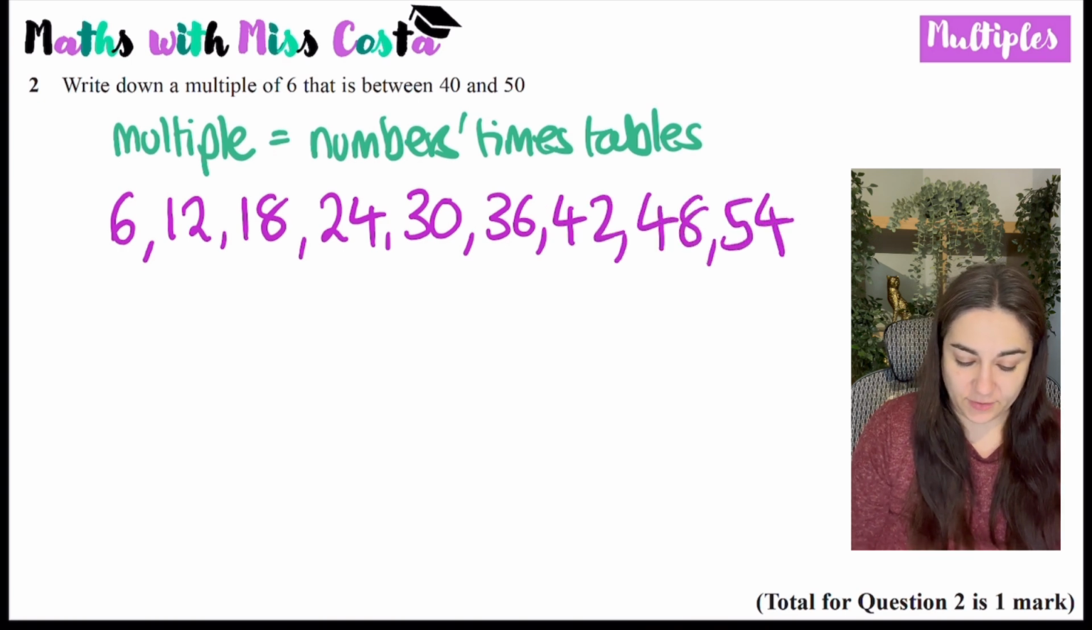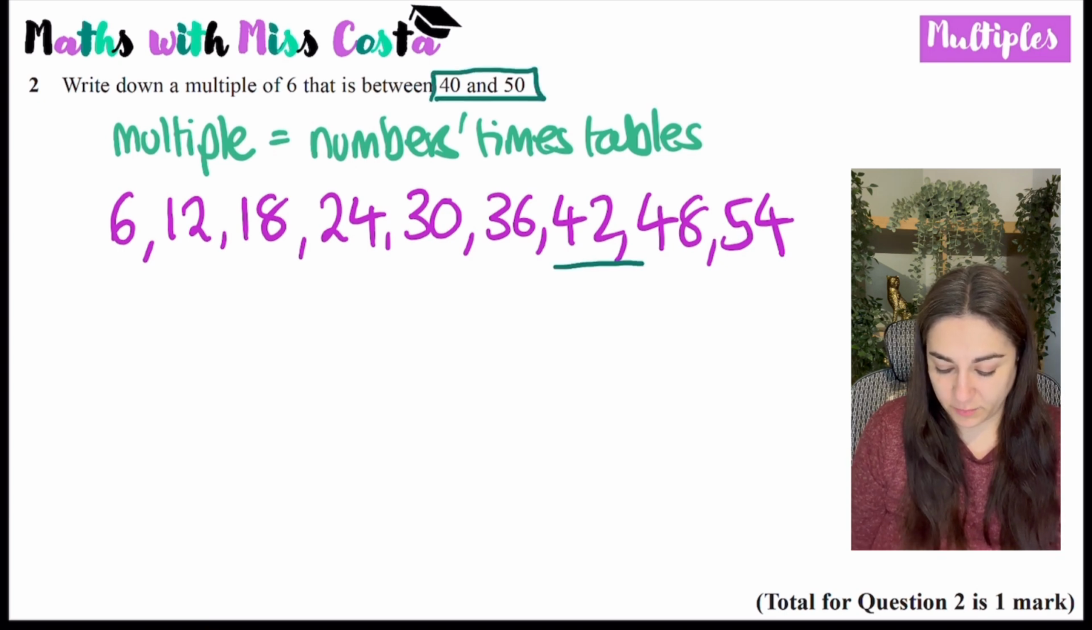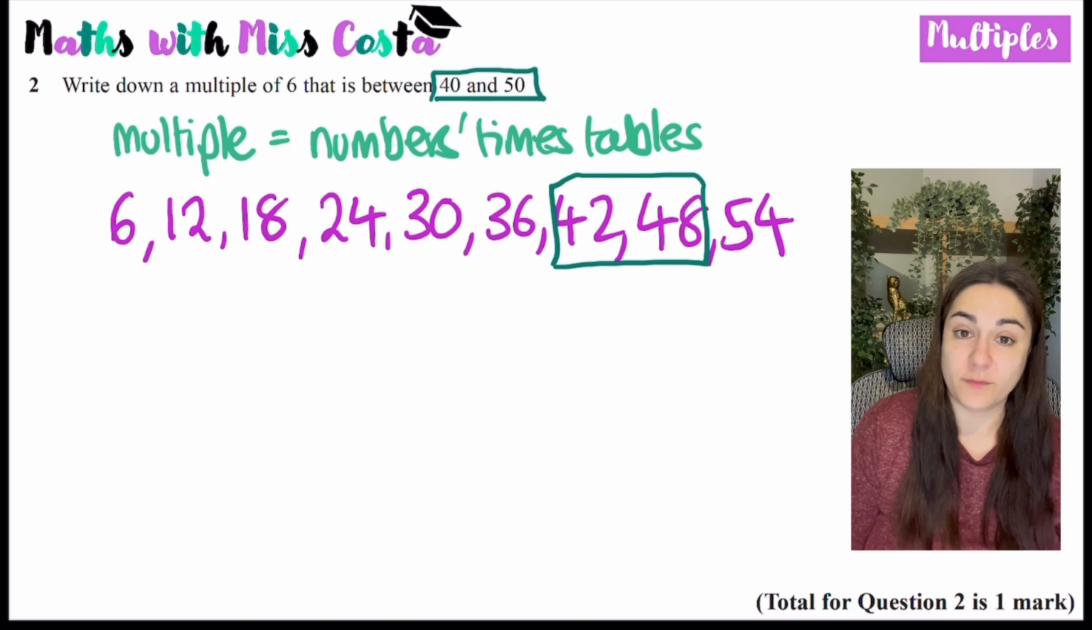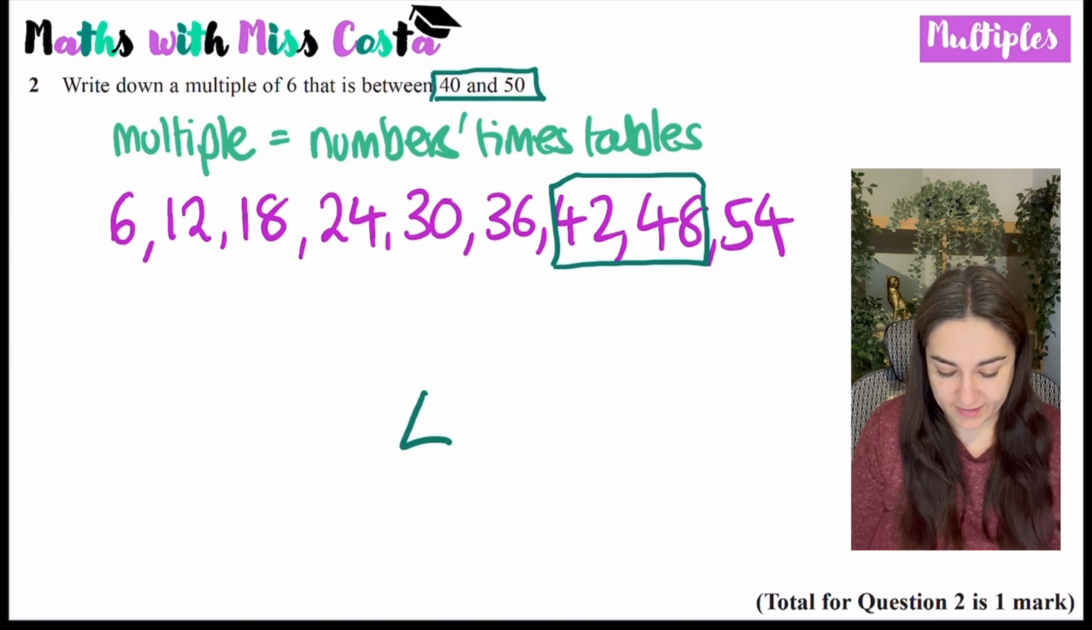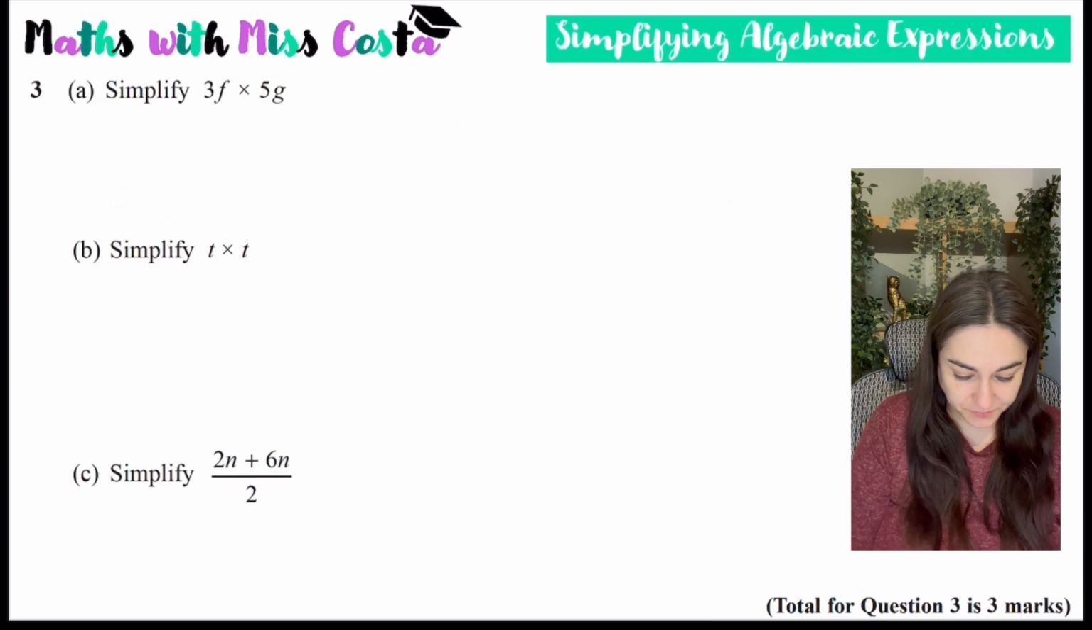And now it's asking you to write down a multiple that is between 40 and 50. So the ones that are between 40 and 50 would be either 42 or 48. So you just need to write one of those, and that's all you need to do for this question.